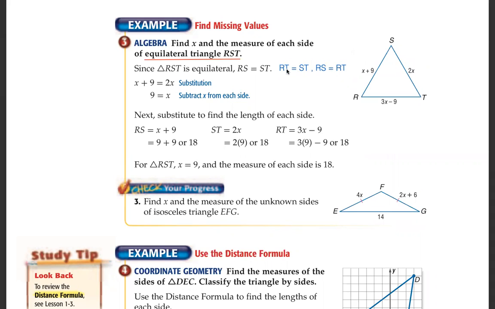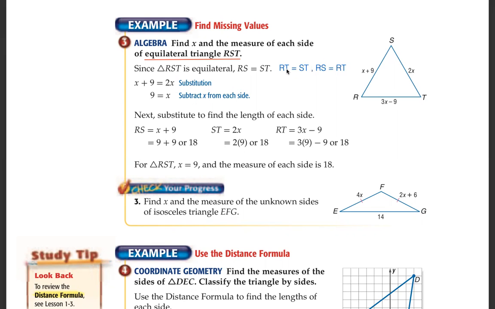But we cannot say RS is equal to ST equals RT. That's just a statement, but it cannot be used as an equation. There's no such thing as an equation with 2 equal signs. That would defeat what you have learned in algebra, wherein you have the left side of the equal sign and the right side of the equal sign. So there's only one equal sign in one equation.